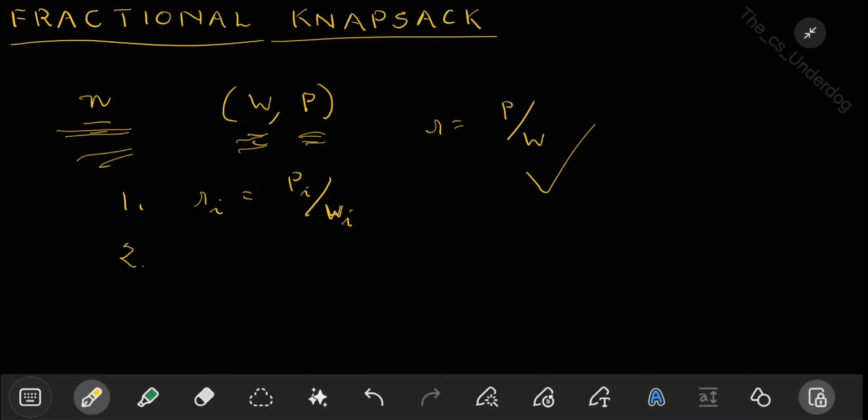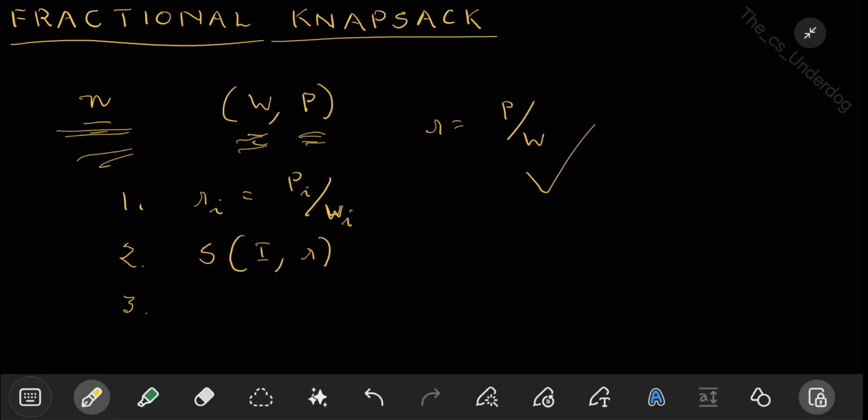What is the second step? Second step is you have to sort all the items by this ratio. So sort all the items by the ratio. Ratio is profit by weight ratio. Once you have this sorted list, what should you do? You should start picking items greedily.